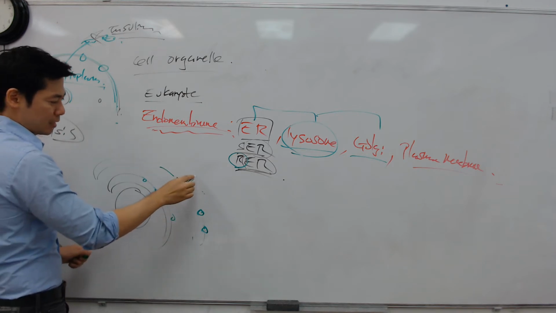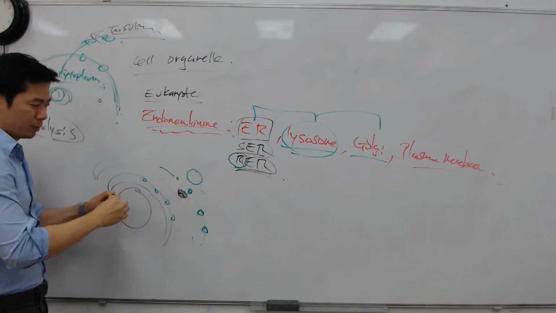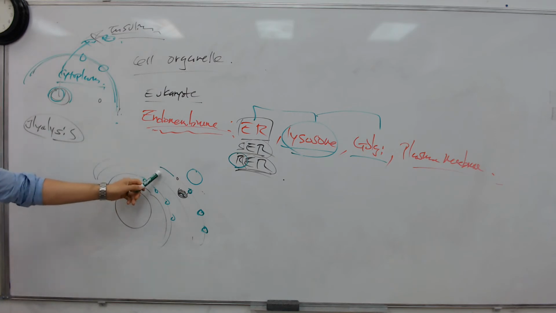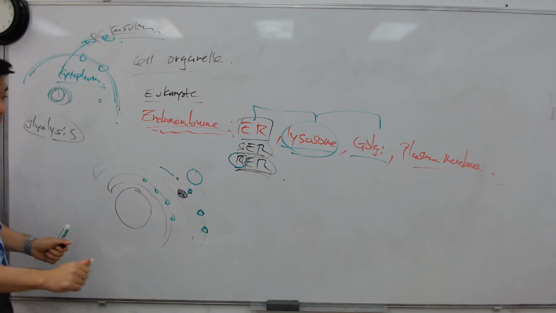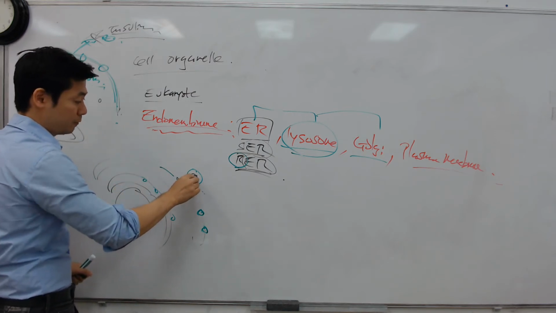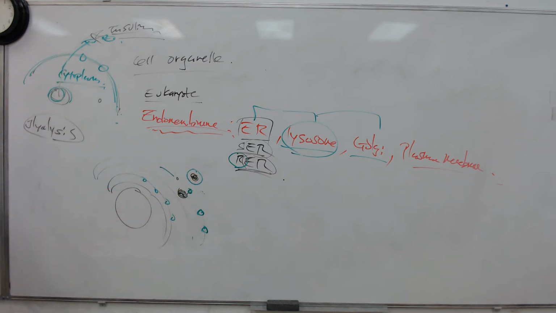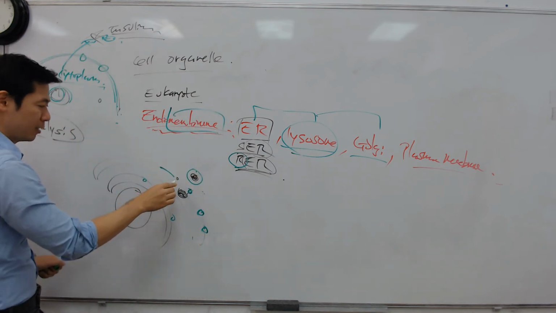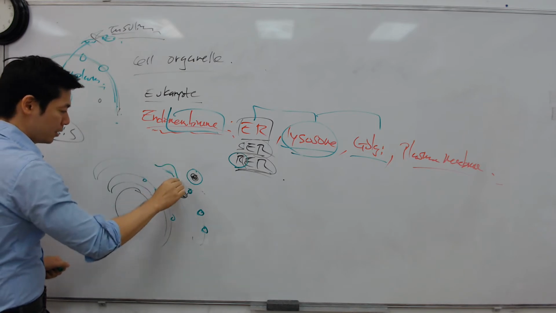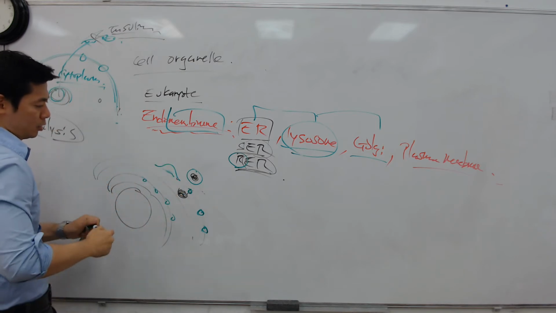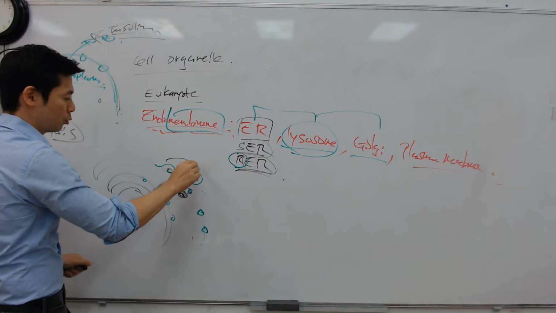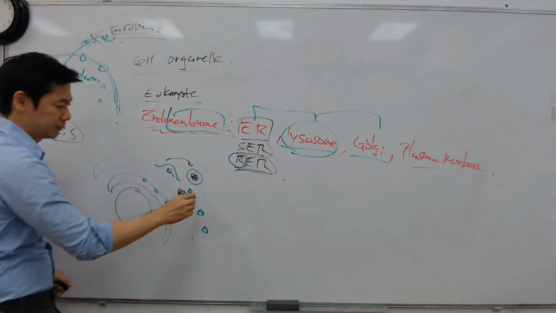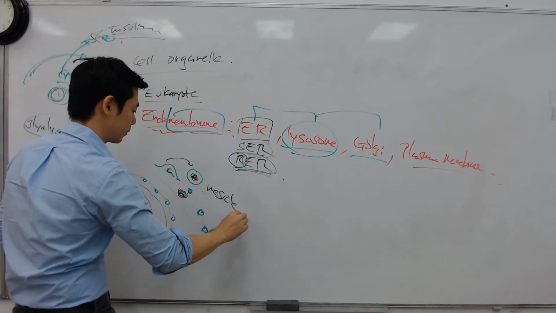What happens is, they take a portion of the membrane and put it as a vesicle. It kind of buds off from the ER. So they take a portion of the membrane, and then they put the protein produced into it and create a vesicle.